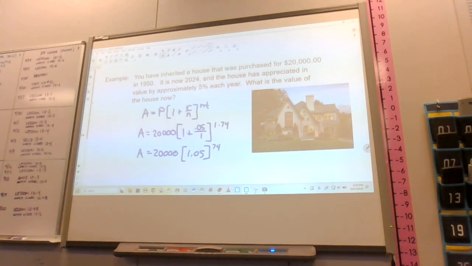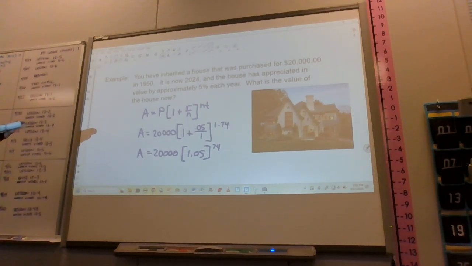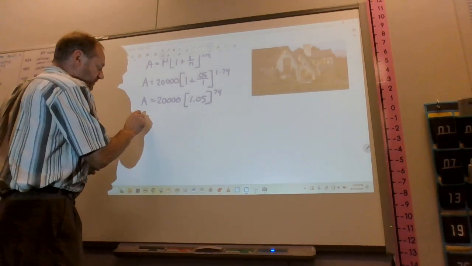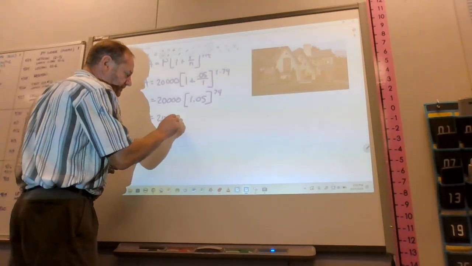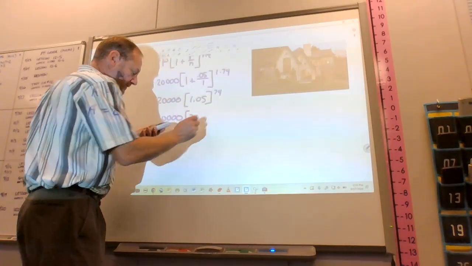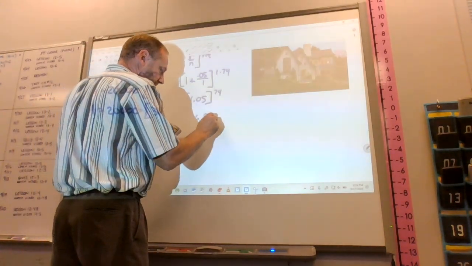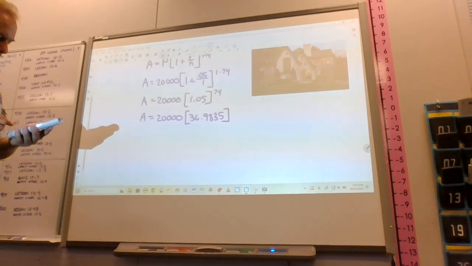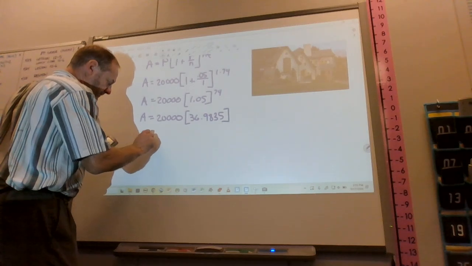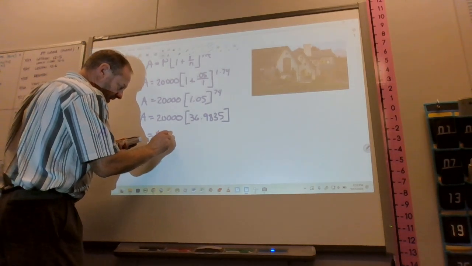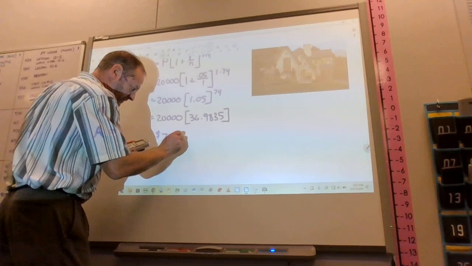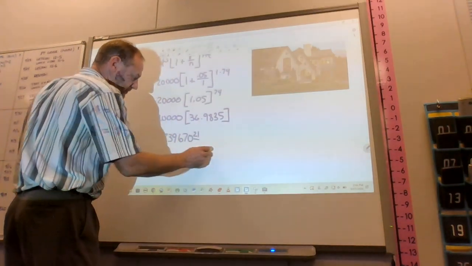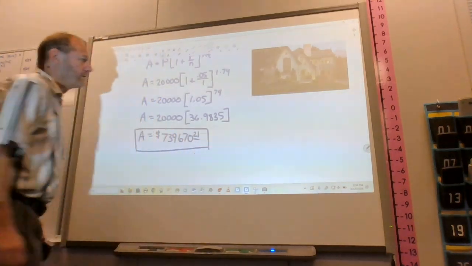So I'm going to go ahead and grab my calculator, 1.05 to the 74th power. So this is going to be 20,000 times 36.9835. So times 20,000, that house is now going to be worth approximately $739,670. And you can put the 21 cents on there if you want to.